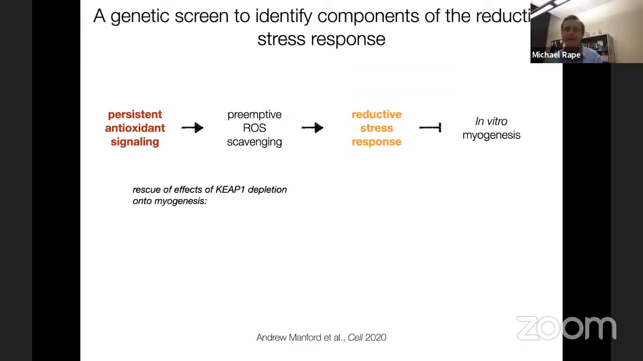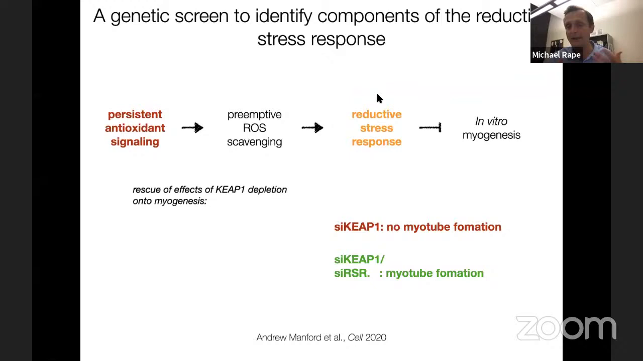And that was what Andrew realized, what was really brilliant. He saw that he now had a system at his disposal where he could discover the components of the reductive stress response. Again, it's a very simple genetic experiment. If we don't have KEAP1, we induce reductive stress and we activate this response and we don't get myogenesis. Now, if we mutate a component of this reductive stress response together with KEAP1, we should again rescue it, just as we did with the NRF2 co-depletion, as I showed you.